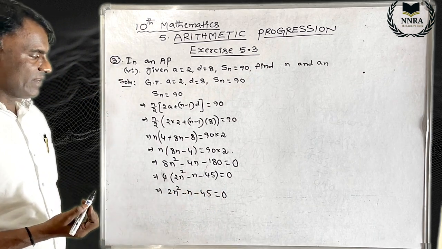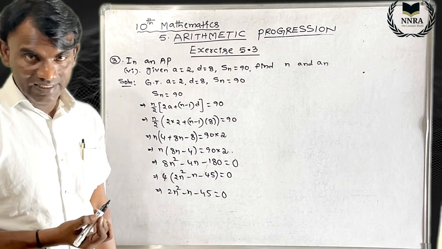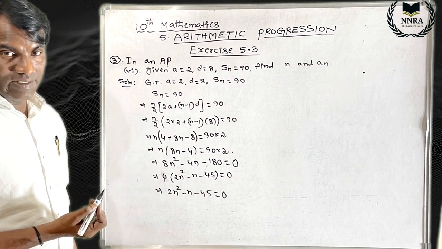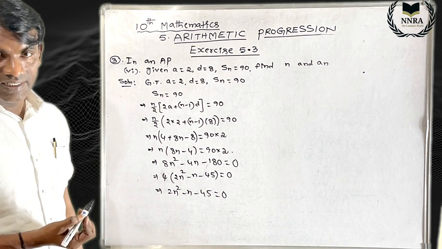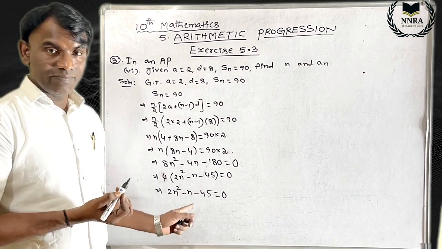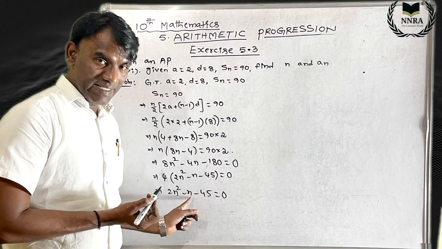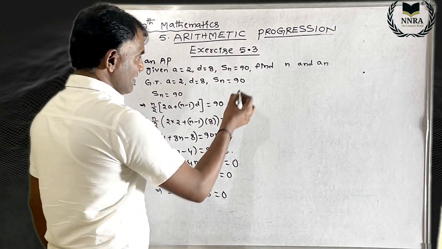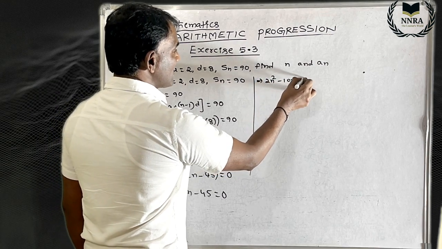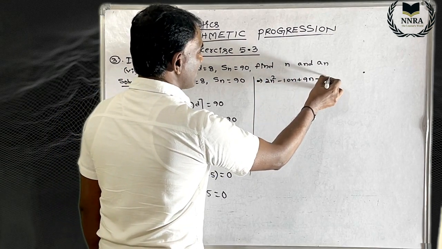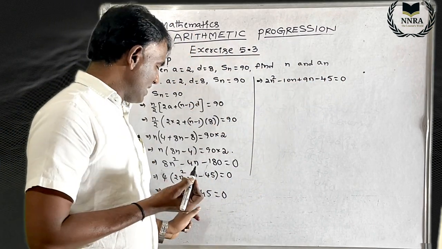Now 2 into minus 45 is how much? Minus 90. Correct? So how to write minus 90? Factors. Suppose if you take 10 into minus 9, 10 into minus 9 is minus 90. But 10 minus 9 is plus 1. But it is minus 1. Then minus 10 plus 9. Clear? Then I am writing here. So 2n square minus 10n plus 9n minus 45 equal to 0. Now say minus 10 into 9 is minus 90, minus 10 plus 9 is minus 1.